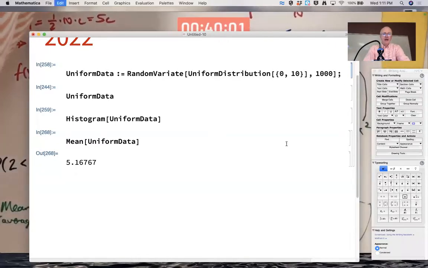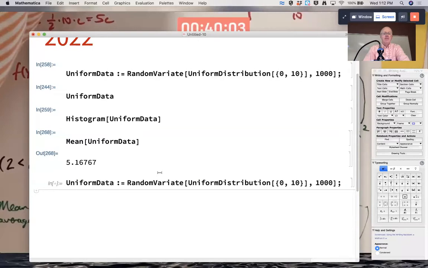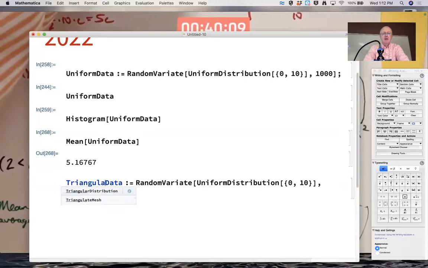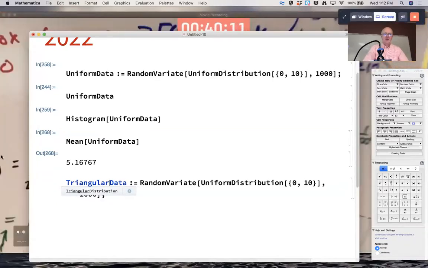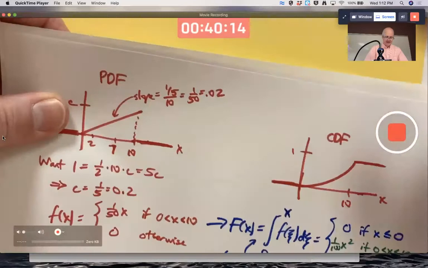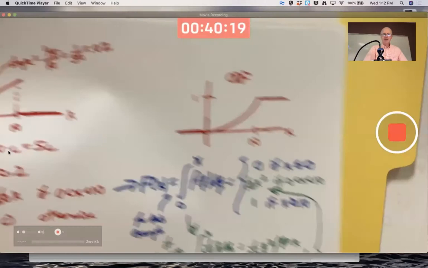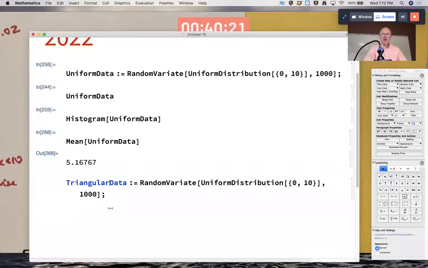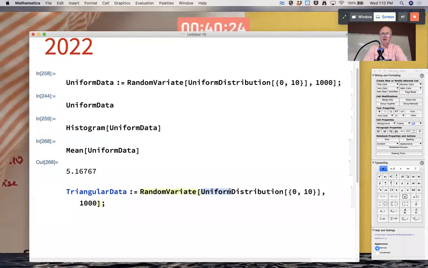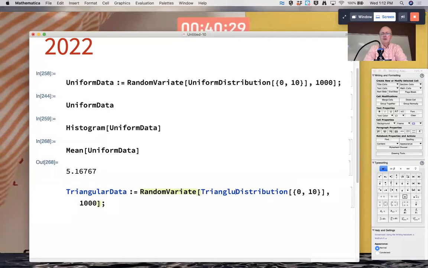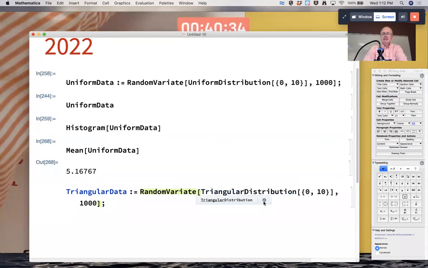Instead of uniform data, I want triangular data, you might call it. Why? Because the graph of the PDF looked like a triangle. That's why. Triangular distribution, perhaps. And in fact, if you look it up in Mathematica, there is a triangular distribution instead of uniform distribution. However, the syntax of using triangular distribution is a little different.